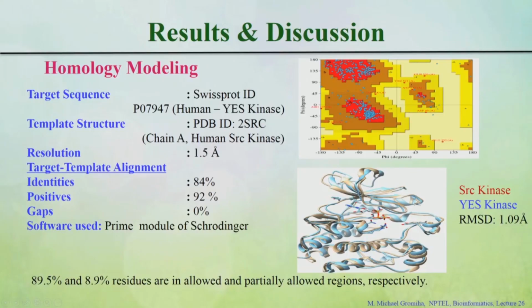angstrom. So, what is RMSD? Root mean square deviation: how far these two structures vary from each other when you superimpose them. So, 1.09 angstrom. You can see in the Ramachandran plot that most residues are in the allowed region. So, you can validate the structures and see that they are in good shape. Once this is done, you have one static structure.